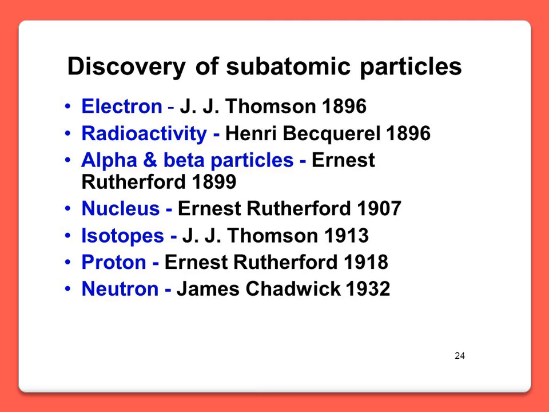Here are some dates of discovery of subatomic particles. The electron was discovered by Sir J.J. Thomson in 1896. Then the proton was discovered by Rutherford in 1918. Then the neutron was discovered by James Chadwick in 1932. Other discoveries are also mentioned here. Radioactivity by Henry Becquerel in 1896. Alpha and beta particles by Rutherford in 1899. The nucleus was also discovered by Rutherford. And isotopes were discovered by Sir J.J. Thomson in 1913.